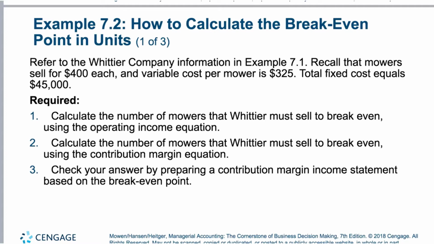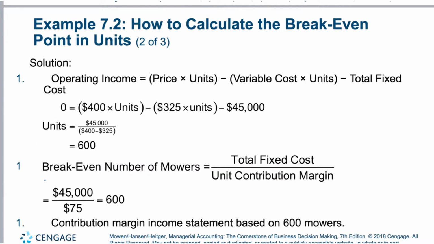We are going to use an equation that uses operating income, and we are going to use an equation that uses contribution margin. And then what we're going to do, just to make sure we got it right, is we're going to prepare a contribution margin income statement based on the break-even point. And basically what that's going to tell you is whether at those units, your profit is zero. Okay, so we have a couple of different ways that we can calculate the break-even point in units.